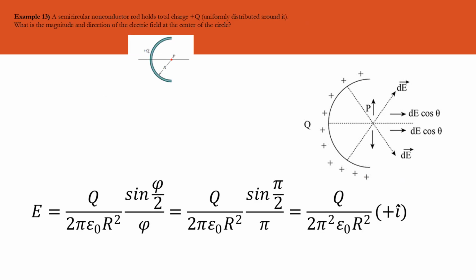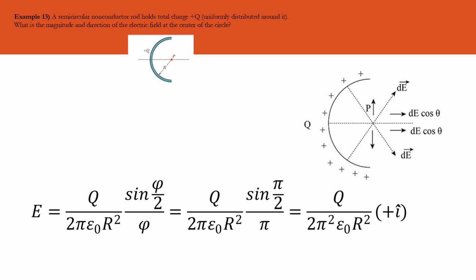Okay, let me have a look at this example, everybody. We have here a semicircular non-conductor rod which holds the total charge positive Q uniformly distributed around it. Calculate the net electric field at the center of the arc or circle, or at the origin. Point P is the point at which we try to find the electric field. Nice and simple with the simple description.